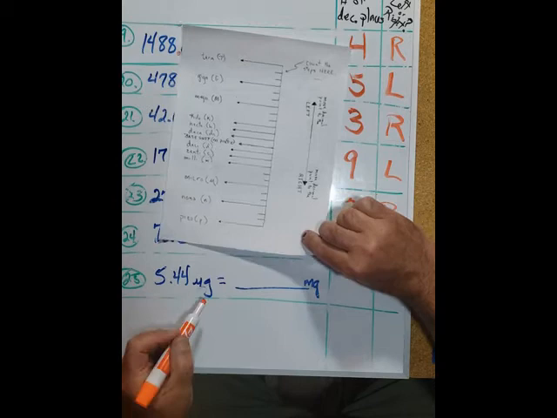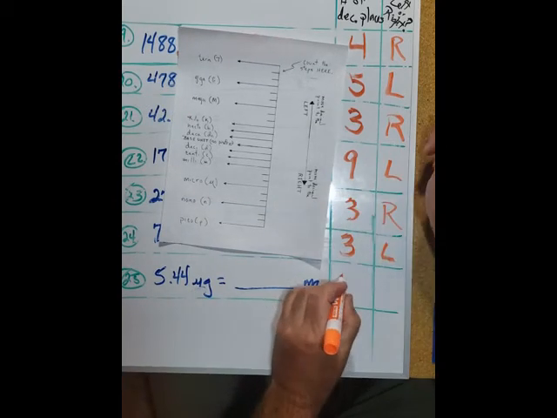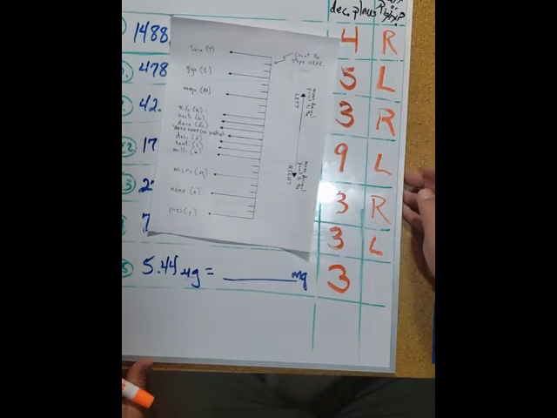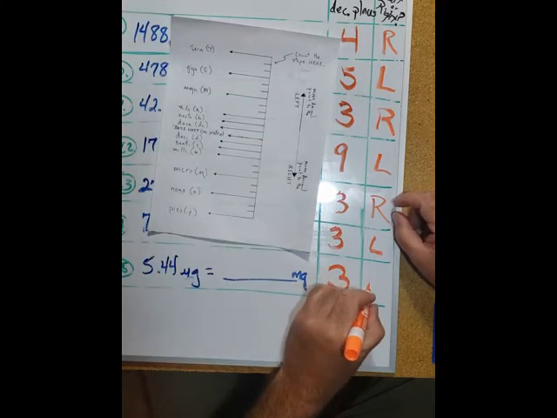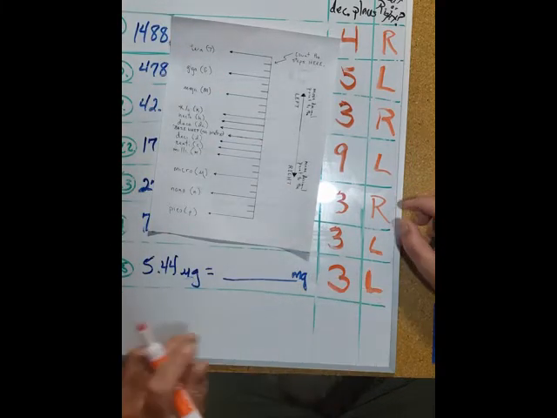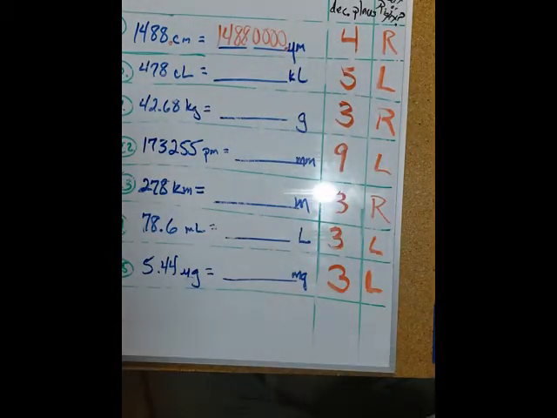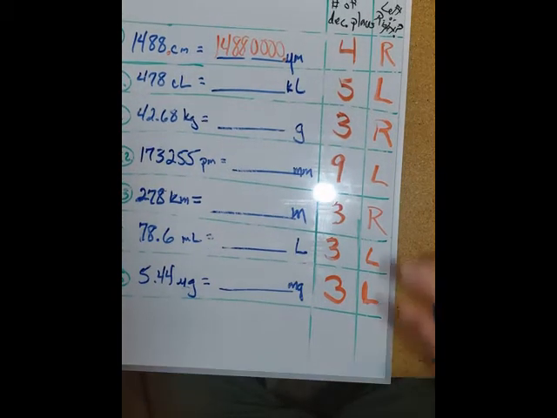But anyway, how many jumps is it? It's 3. Not 1, but 3. And if we're going from micro up to milli, we're going up, so it'll be to the left. L for left. Okay. Now let's actually get our answers here.